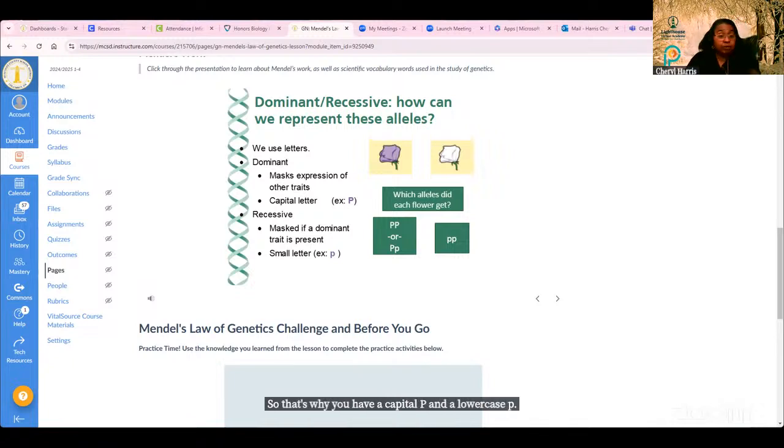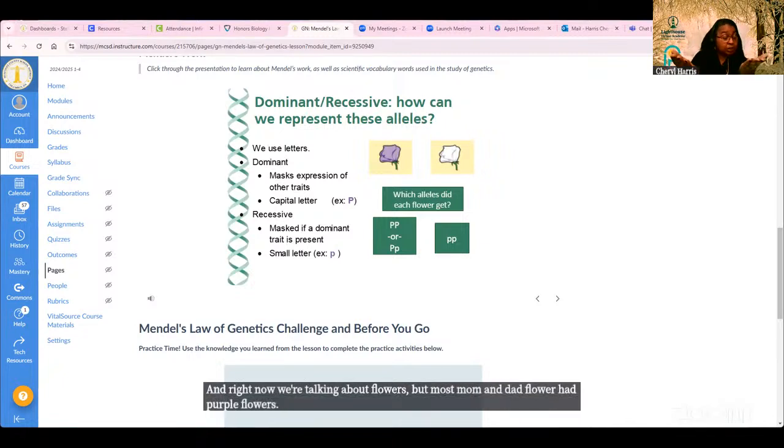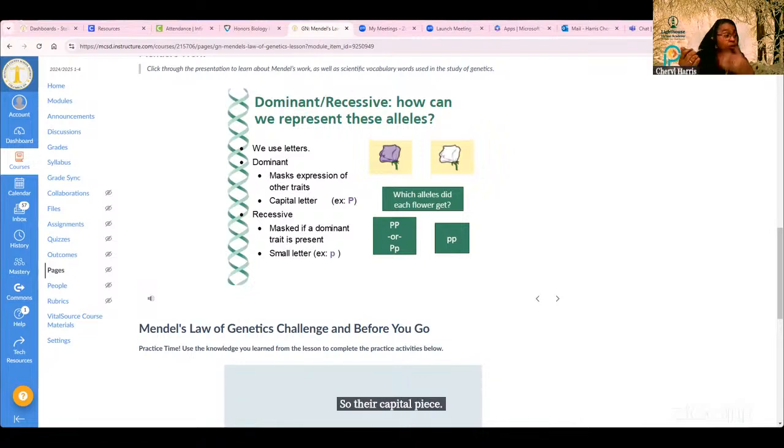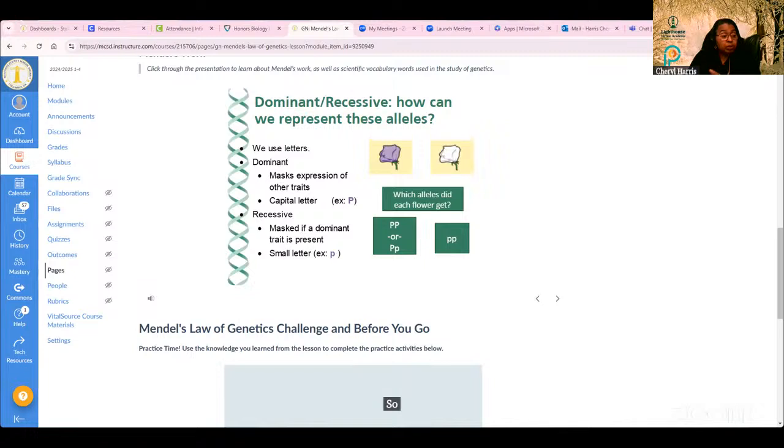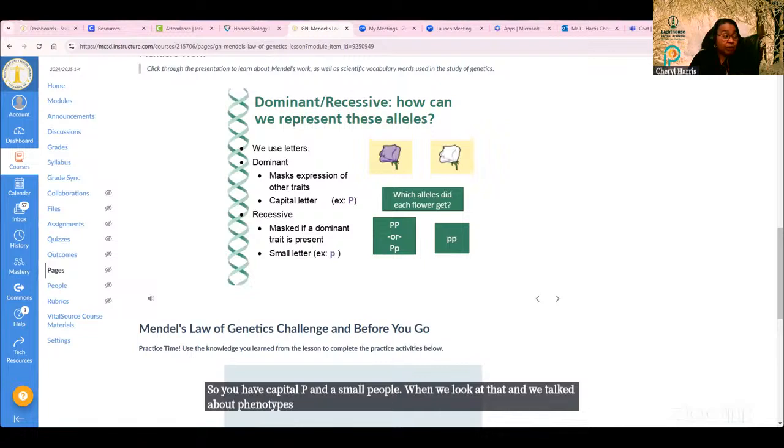Okay, and again, that represents one allele from mom, one allele from dad. So it could be two capital P's, both mom and dad. Right now we're talking about flowers, but both mom and dad had purple flowers, so they're capital P's. Second situation, one had a purple flower, the other had a white flower, and the gene doesn't disappear, but the lowercase is not expressed. So you have a capital P and a small p, but when we look at that flower, and we talked about phenotypes, it is purple.